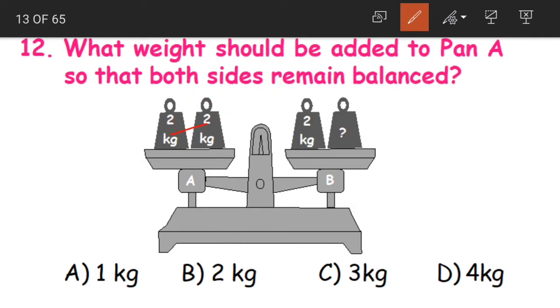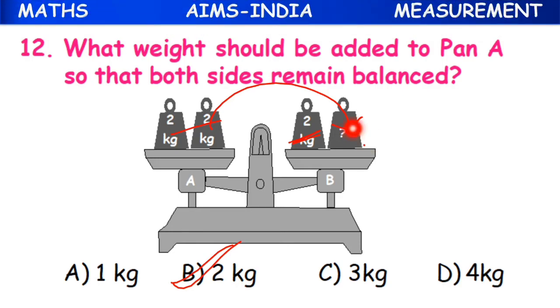Yes, here we are having 2 plus 2. But here we are having only 2. So when we add the other 2 kgs, the pan balance becomes balanced. Yes.